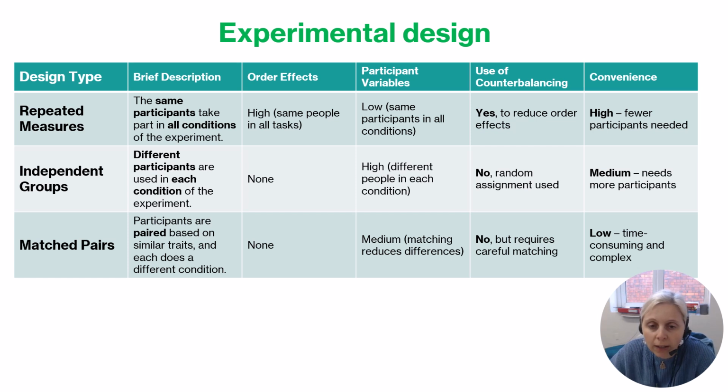Use of counterbalancing will only happen in repeated measures design because the other two designs have different groups of participants, so they only take part in one condition, so there's no order effects. In terms of convenience, the repeated measures design offers us the opportunity to test the participants twice, and that means that with the same amount of participants we produce double the amount of data.